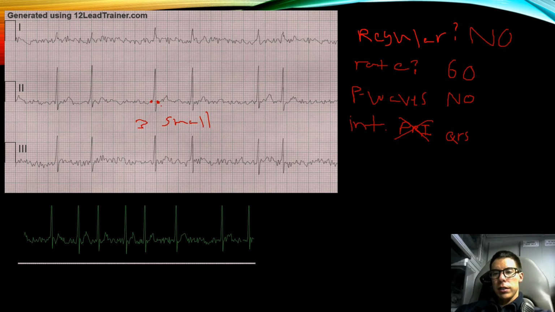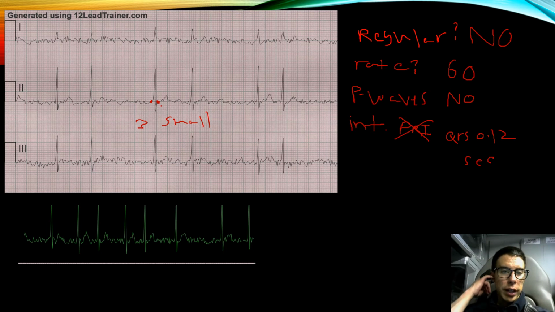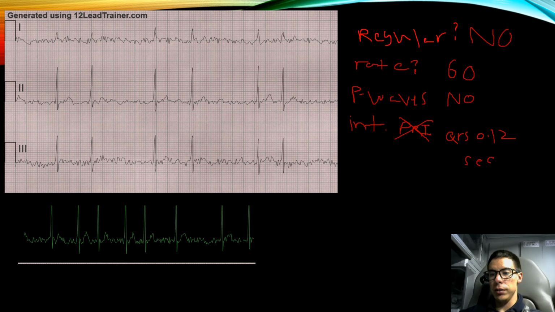So that is equal to 0.12 seconds. So that is on the border of being wide, but that's still within normal range for a QRS, because we want it to be 3 small boxes or less, or 0.12 seconds or less, which it is.